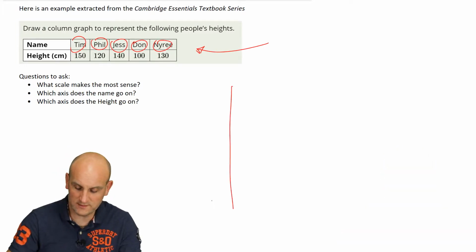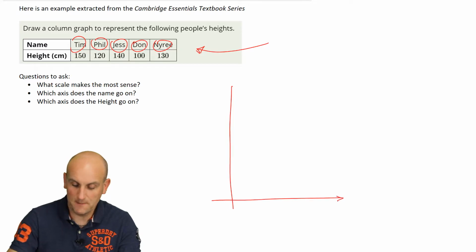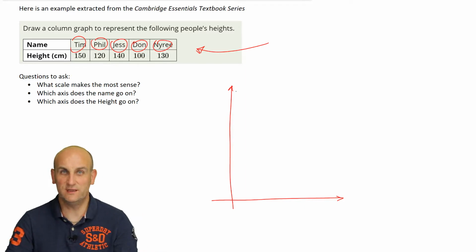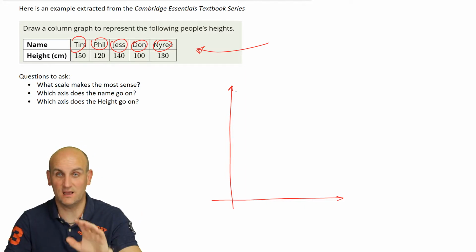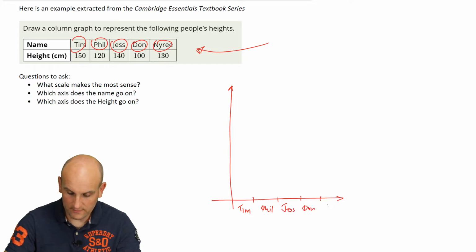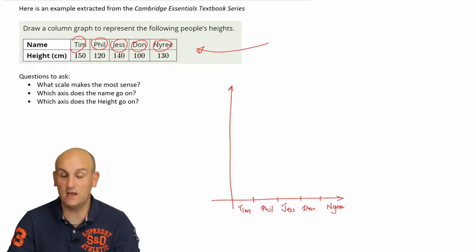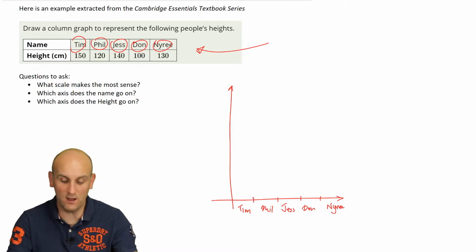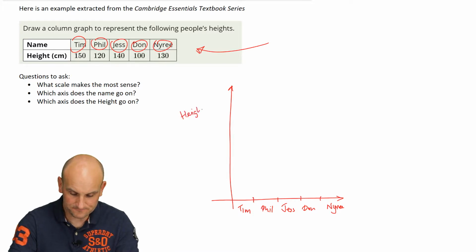Well, the first thing I'm going to do is draw some axes. Now you're going to be able to draw these much more accurately than I am. What goes on the bottom, do you think? Well, if you remember back to our colours, the colours went on the bottom, and so our categorical data will go on the bottom. So I'm going to write Tim. I'm probably going to run out of room. Phil. Who's next? Jess. I'm going to do Don. And then I'm going to do Nairi. Okay, so not bad, I got that in there. So now what goes up the side? Well, the only thing that's left is the height. So I'm going to write height here.